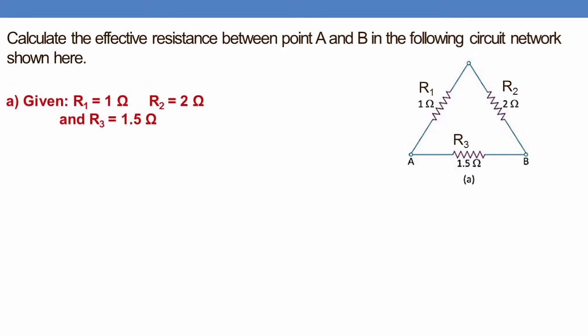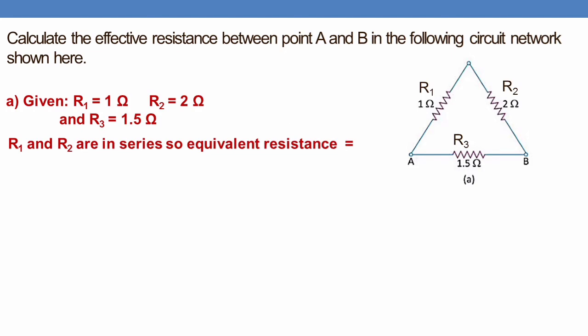If you clearly analyze the circuit, you can understand that R1 and R2 are in series. So, the effective resistance of R1 and R2 can be found out by adding R1 and R2. That will become Rs is equal to 1 ohm plus 2 ohm, which is 3 ohm. This effective resistance is in parallel with R3.